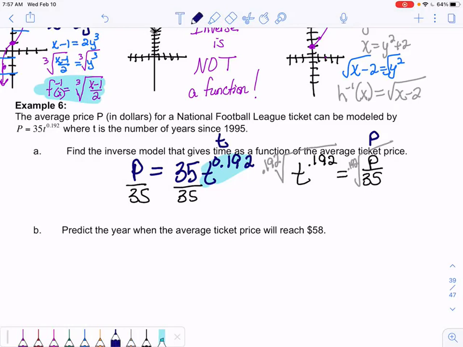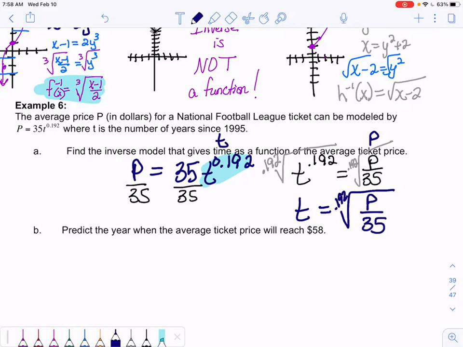So it's still the same process. To get rid of it, you have to take the root of that exponent. If it's a cube, I take a cube root. If it's a square, I take a square root, because we're trying to get t by itself. Now, on the other side, right now, we have the 0.192 root of p over 35.